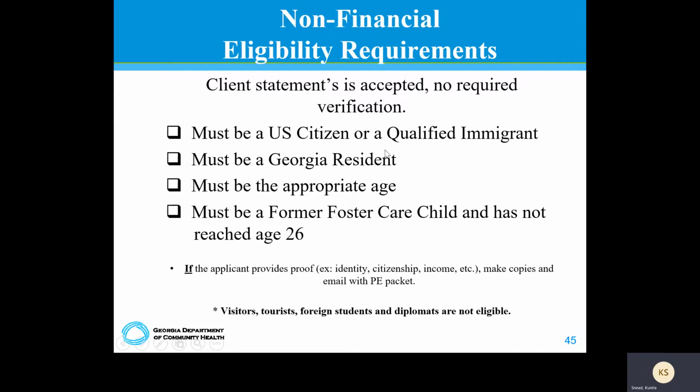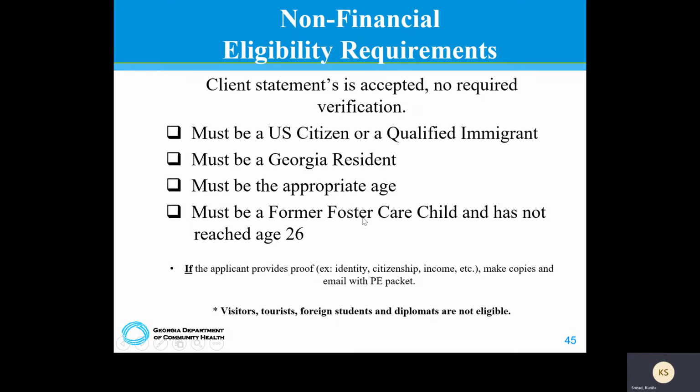So like I said, they have to be a U.S. citizen, a qualified immigrant, a Georgia resident. If they're applying for formal foster care, they cannot have reached their 26th birthday yet. And then they also meet the appropriate age. And what I mean by this is that Georgia has not expanded Medicaid. So if an individual is between the ages of 19 and 64, they're not pregnant, they're not blind or disabled, then there's no age category that we would have that they would meet for Medicaid. So they would not be eligible for Medicaid in Georgia. So that's what I mean by the appropriate age.